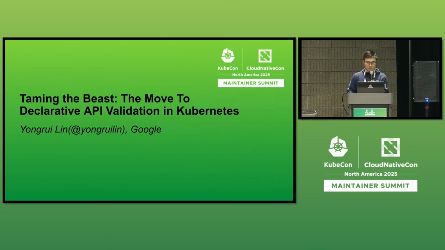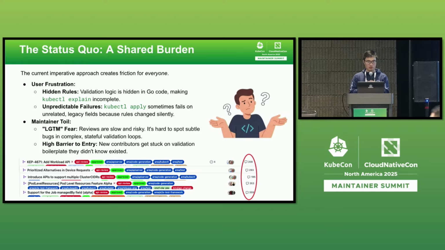Hi everyone. Today we're going to talk about taming a beast: the move to declarative validation, API validation in Kubernetes. I'm Yongrui Lin from Google. So first we'll talk about why we're here. Currently it's a shared burden for both users and maintainers.